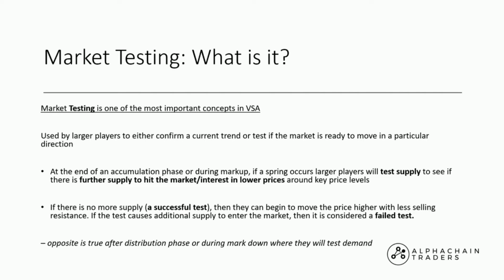At the end of an accumulation phase or during a markup, if a spring occurs, larger players will test to see if there is further supply to hit the market or if there's any interest in lower prices around those key price levels. If there is no more supply, i.e. there has been a successful test, then they can begin to move the price higher with less selling resistance. If the test causes additional supply to enter the market, then it is considered a failed test. The opposite is obviously true for the test of demand, which is at the end of the distribution phase or during a markdown.